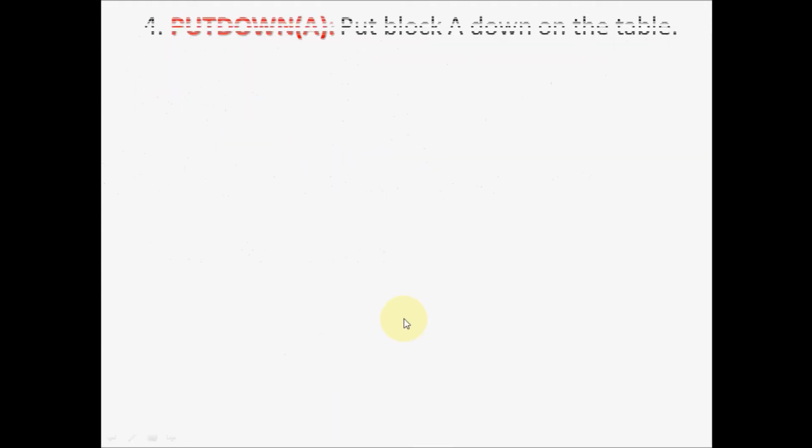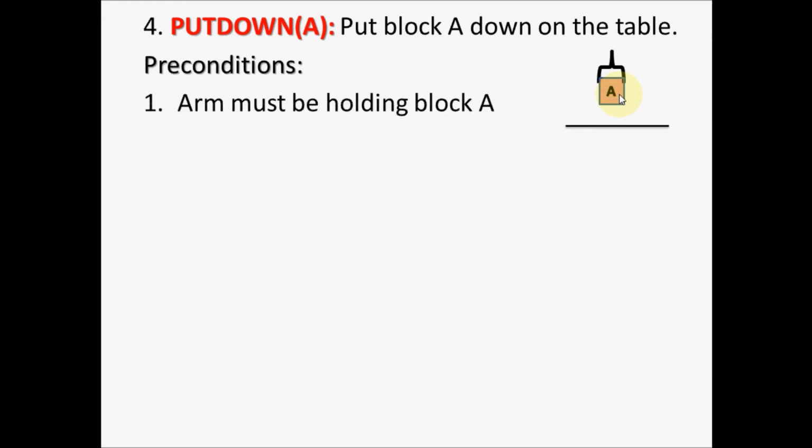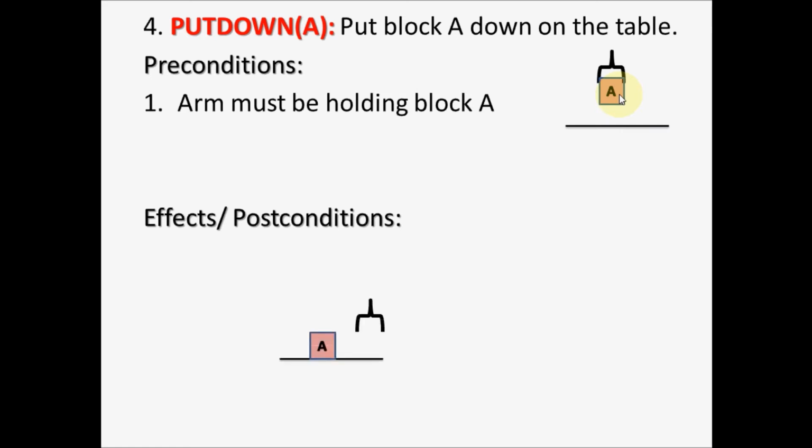The last action is put down A. Put down means block A is put down on the table. So the precondition for this put down action is that in order to put down A, the arm must already be holding block A. Only then can it put it down. Effects or post conditions for this action will be that once the block is put down, the arm becomes empty and the block is now on the table.